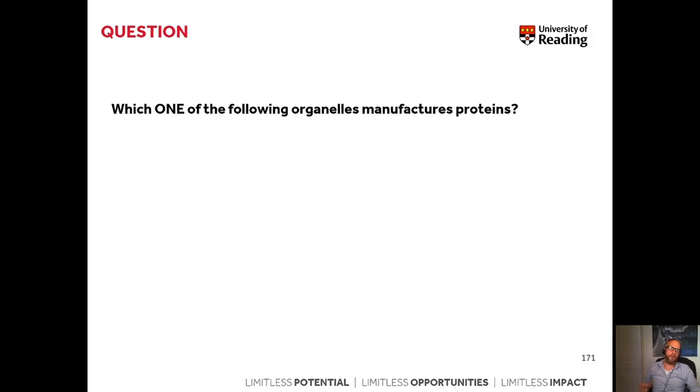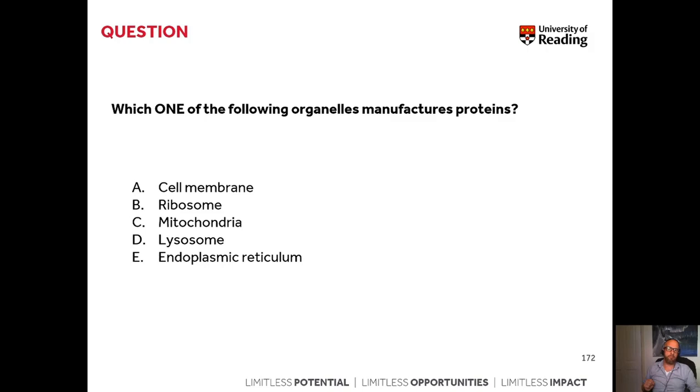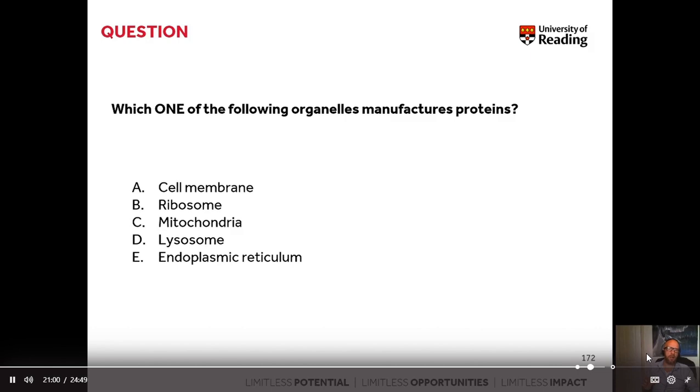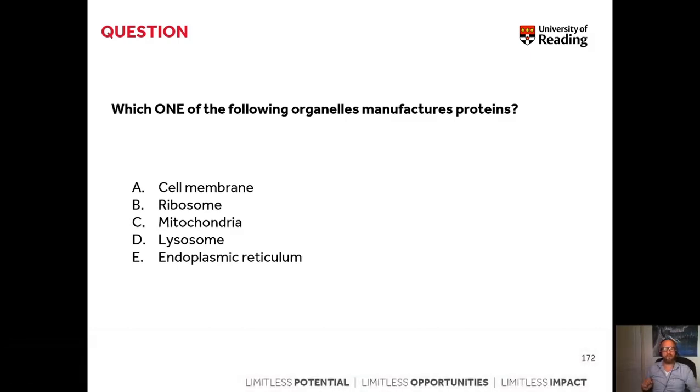Which one of the following organelles manufactures proteins? Is it the cell membrane, ribosome, mitochondria? Is it the lysosome, or maybe the endoplasmic reticulum? This is actually a quite tricky one. However, the answer is clearly ribosome, because answer E, endoplasmic reticulum, would include the smooth and rough endoplasmic reticulum, and only the rough endoplasmic reticulum contains ribosomes.